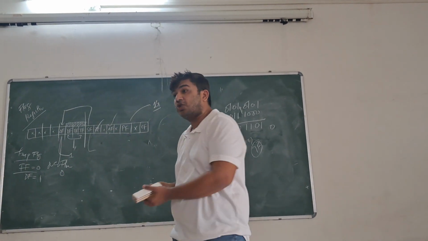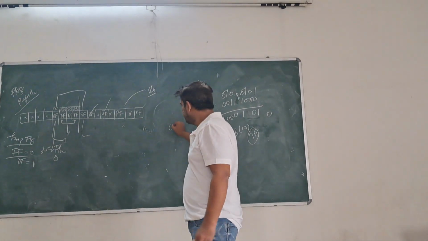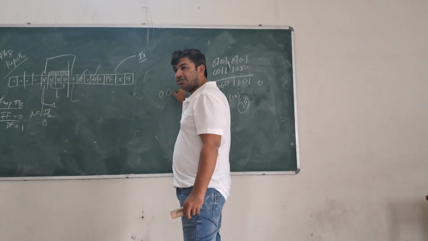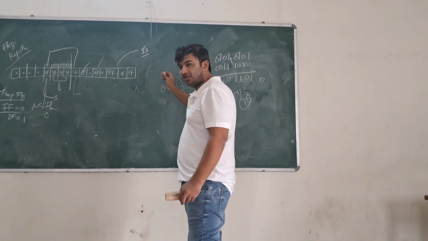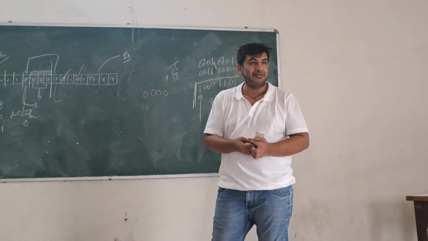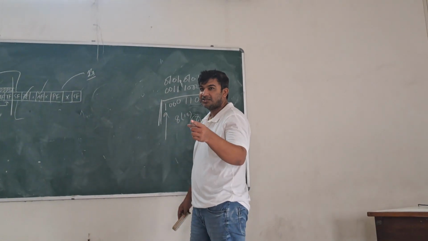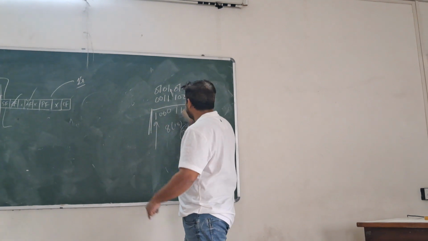Your answer is not 0, so zero flag is 0. Auxiliary carry 0. Parity 0. Carry flag 0. This is what your answer is. Understand? So in the exam, if you mug up this theory, you will not get any marks. We'll give you an example and tell you to write down the flags.